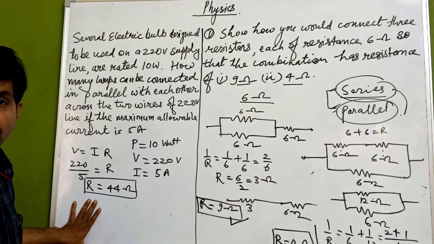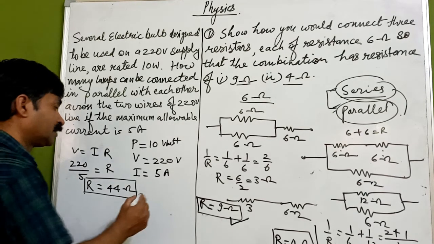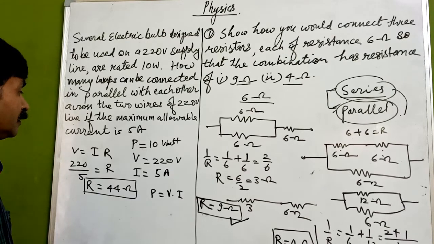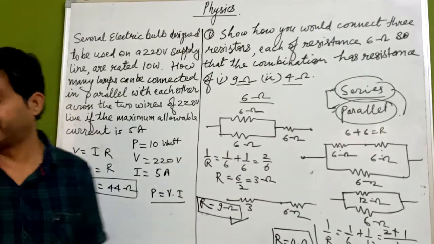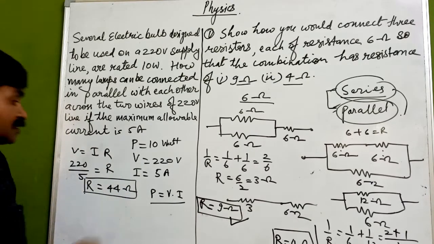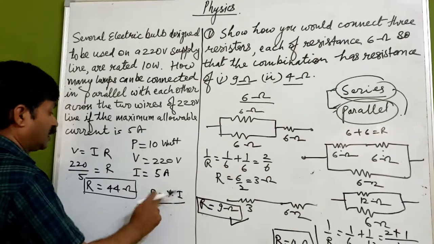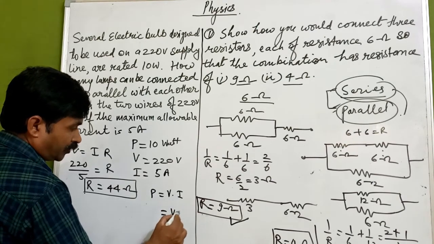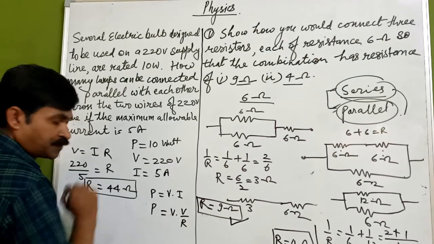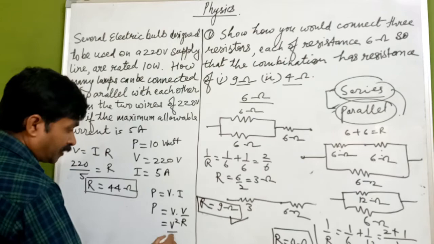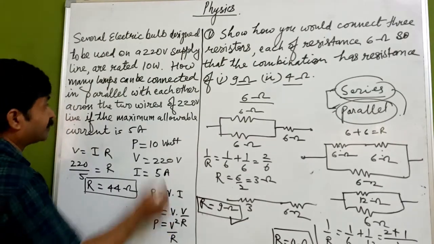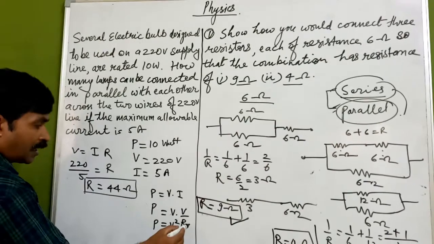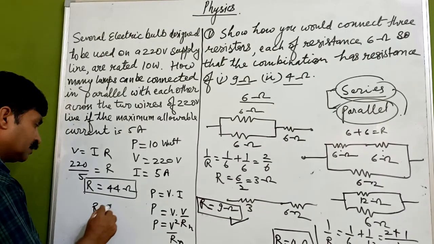We have calculated 44 ohm resistance. Now we know that power is equal to V into I. Now if we want to know the resistance of the bulb, how much resistance is here, for that we have to apply V into V upon R, which is equal to P. Means it is going to be V square upon R, which is equal to P. Now that resistance we must know, so I am taking it as Rn. So Rn will be given by V square upon P.